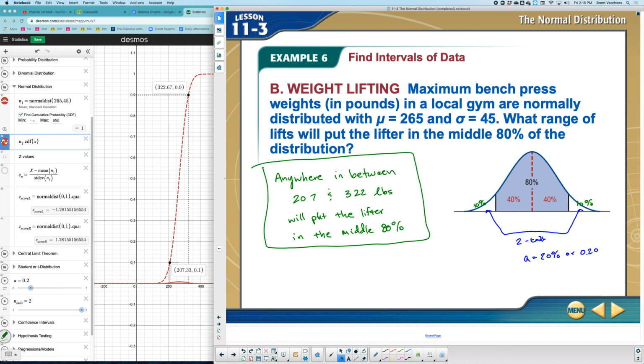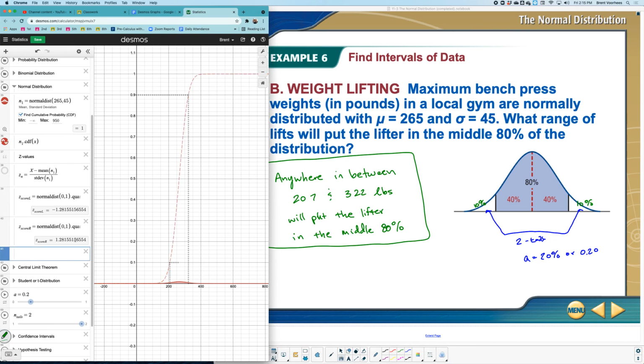Okay, so how else could I have done this? Well, we typed in our values, and I see the z-score come up. So that means I need to take this, and that is the z value you use if your standard deviation is 1. It's not right now, it's 45. So I would need to actually scale this z-score value out. So 1.28 times my standard deviation of 45. That's what I would need to add and subtract to 265. By the way, the negative will give me the same value, just a negative.